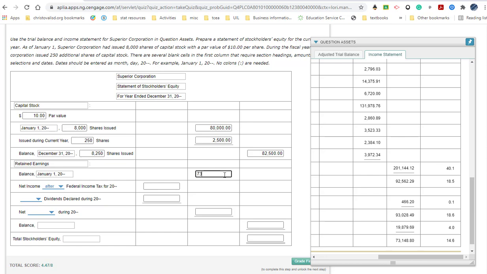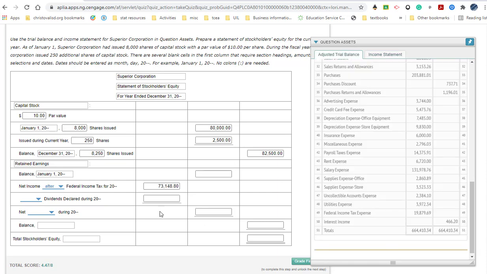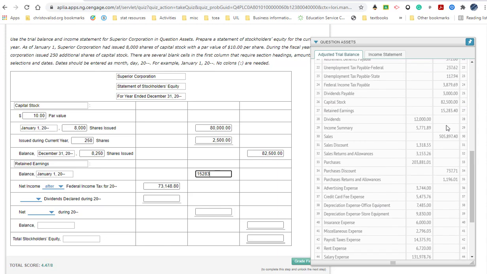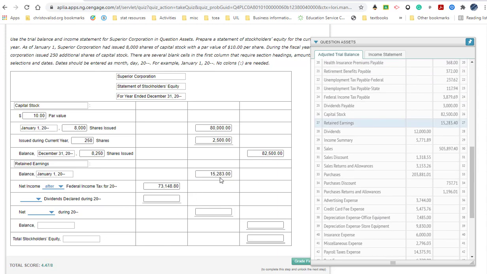Oops, I didn't copy. None of those numbers copied. Let's see, that was the 15,283 and 40 cents.